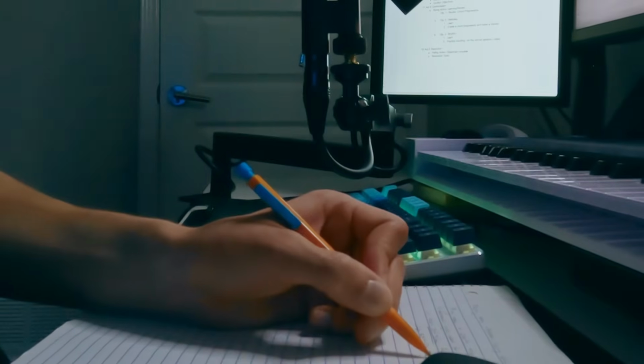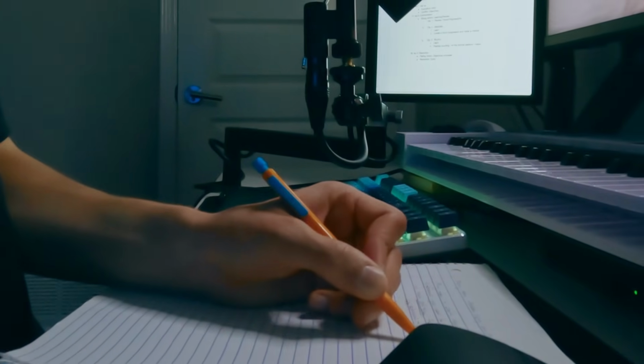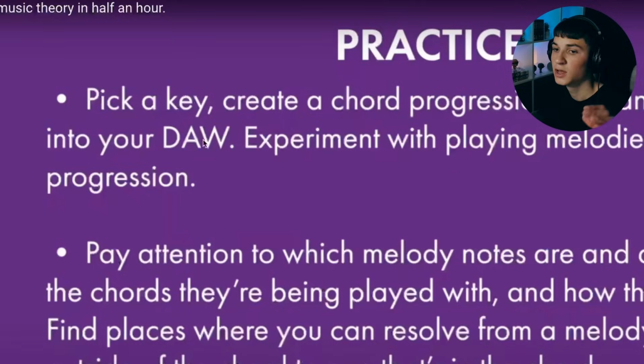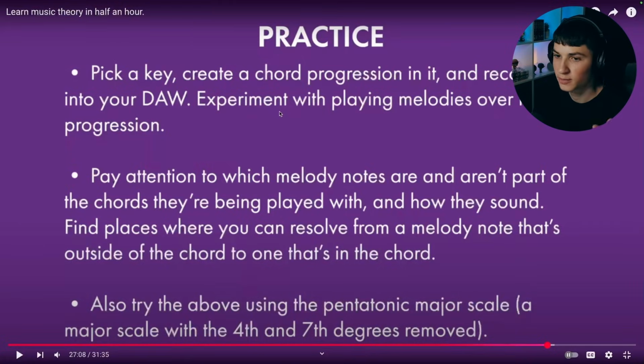All right, so after taking a few notes on what Andrew Huang said in his video, I've got some ideas of what to kind of play with. And then also, of course, there's the practice that he always has. So I'm going to go ahead and try this out. Basically, I just gotta pick a key, create a chord progression. I'll set that up in FL Studio in my DAW, and then I'll just experiment with playing some melodies over this, try to cook something up, you know?